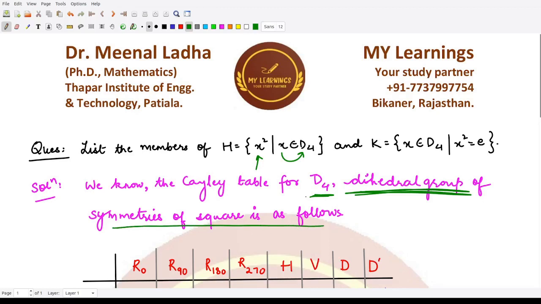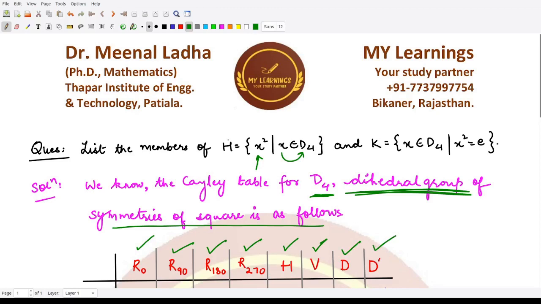What all elements are there? We have rotation by 0 degree, rotation by 90 degree, rotation by 180 degree, rotation by 270 degree, reflection along the horizontal axis, reflection along the vertical axis, reflection along the diagonal, and reflection along the other diagonal. Correct? So this was it.